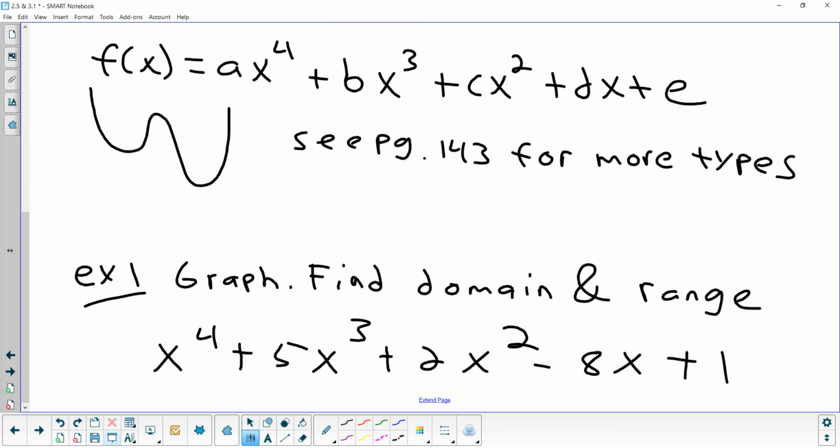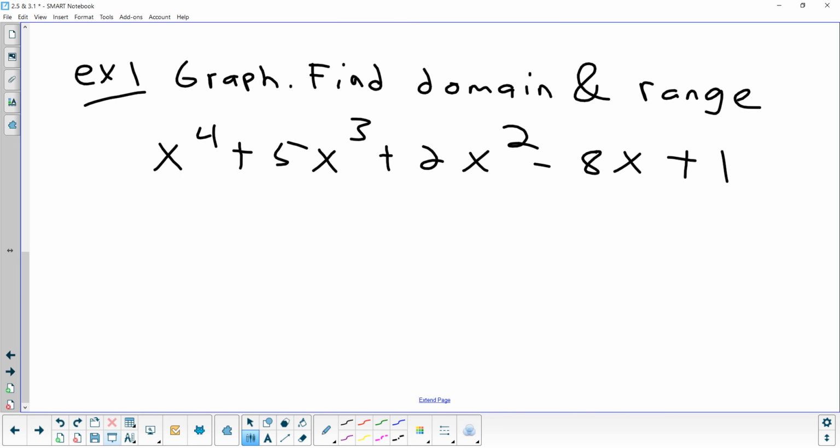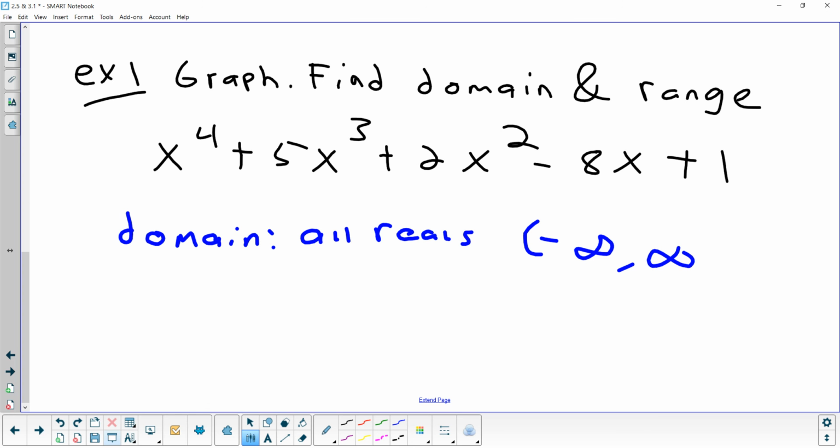Let's try this one. Find the domain and the range. Well, first question should not require too much thought. What's the domain of that one? Yep. All real numbers. The only thing you're not allowed to do is take the square root of a negative. You're never going to have a square root in a polynomial. The other thing you can't do is divide by a variable that's 0. Well, you're never going to have a variable in the bottom of a fraction either. So, domain, all real numbers. Or if you like interval notation, just like that.